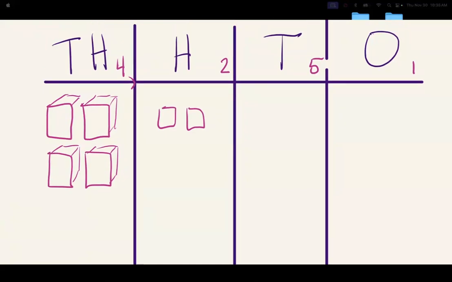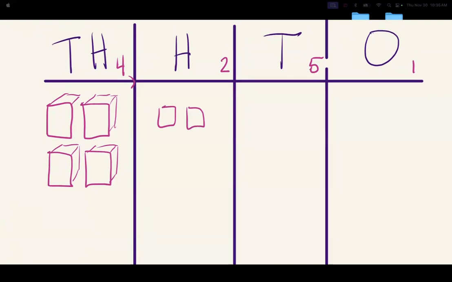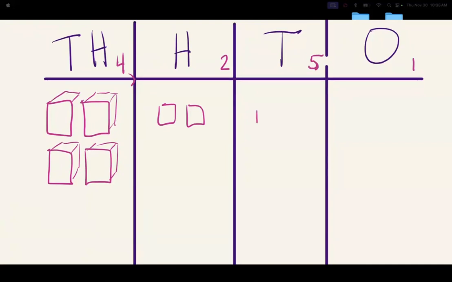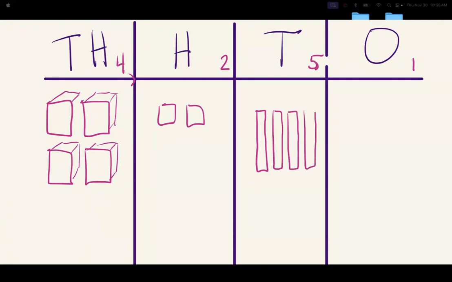We have 6 tens. 6 or 5? Sorry, that looks like I got sloppy. The importance of writing your numbers. 5. Good job, Rochelle. My fault. 10, 20, 30, 40, 50. Good job. We have 5.